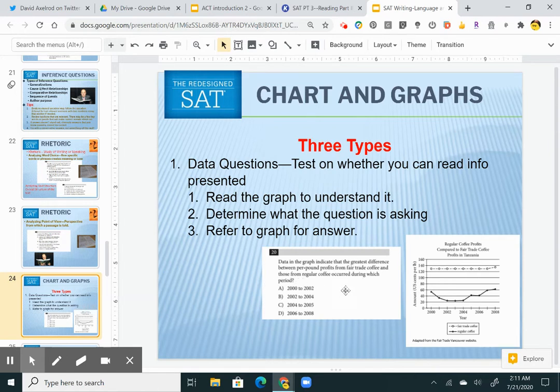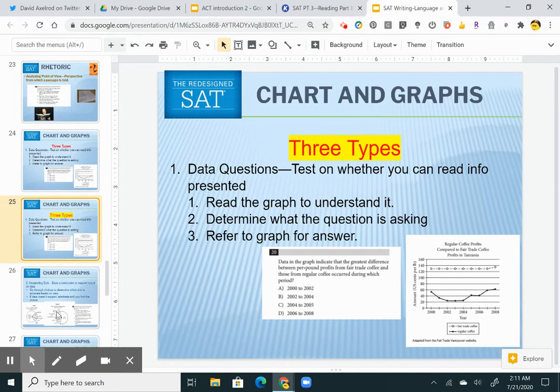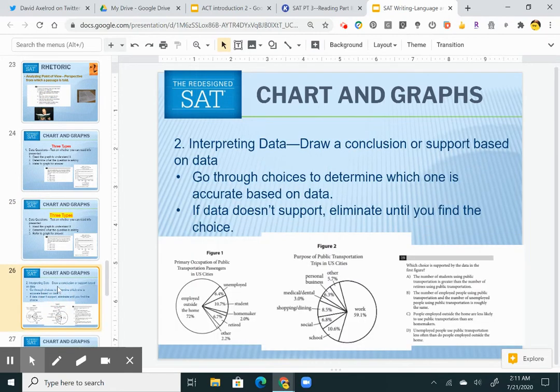Data in the graph indicates that the greatest difference between per pound profits from fair trade coffee and those from regular coffee occurred during which period. Again, you go back, look at the chart, and decide just by evaluating the chart. But you have to be careful. You got to know how to read a chart, basic X and Y axes. And then charts and graphs, a data question, and then interpreting data, drawing a conclusion or support based on the data.